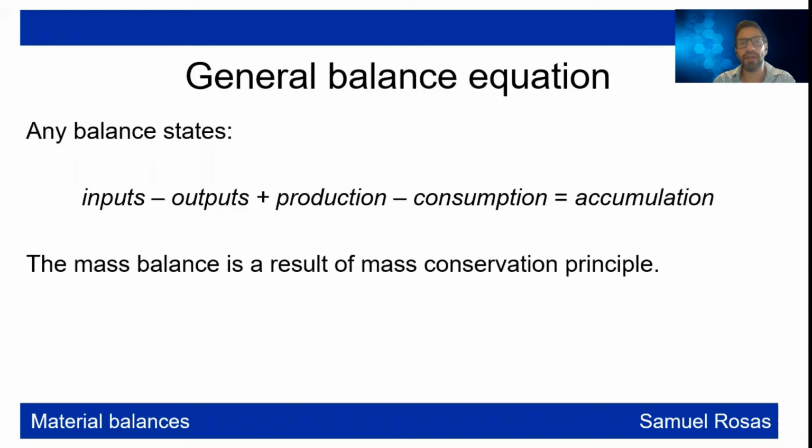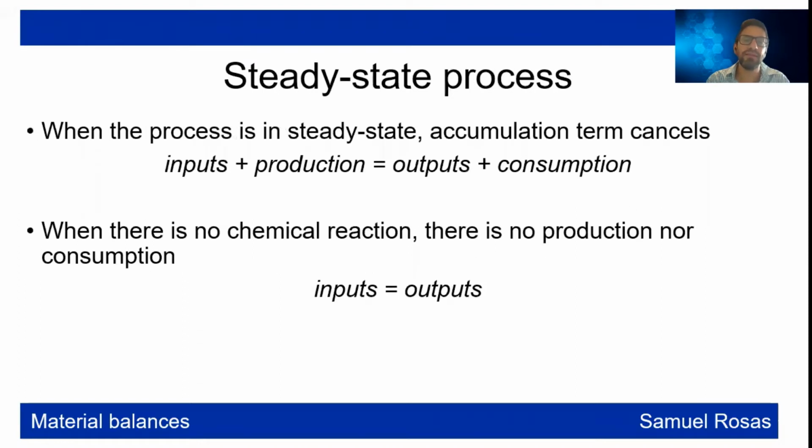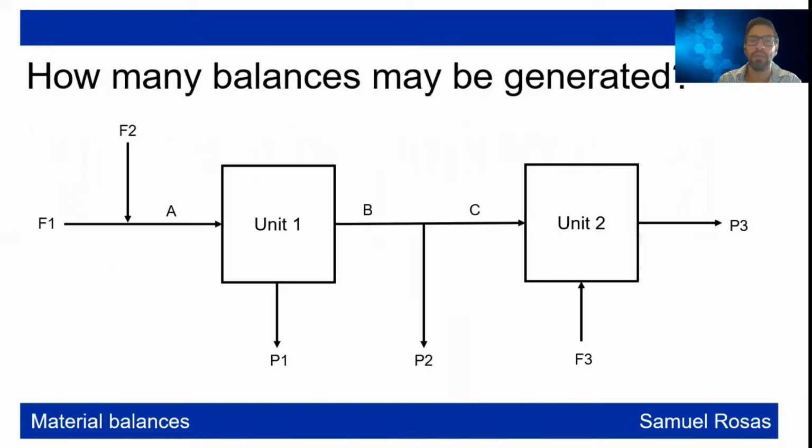Remember that the general balance equation states that inputs minus outputs plus the production minus the consumption is the accumulation, and the mass balance is a mass conservation principle, right? In the steady state with no chemical reaction, inputs equal outputs. If we have a chemical reaction, then we have production and consumption. There is no accumulation term.